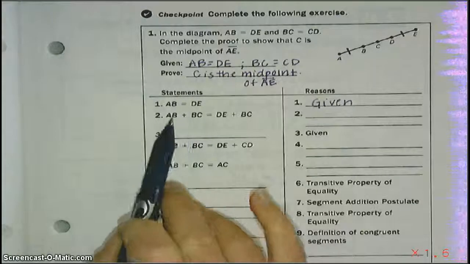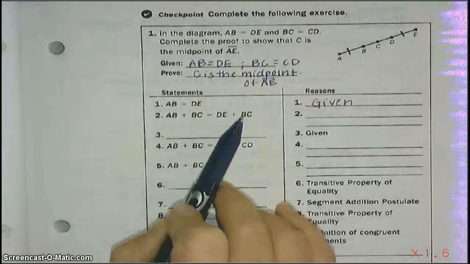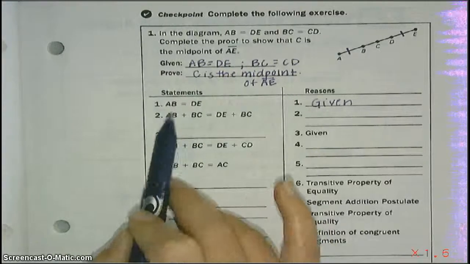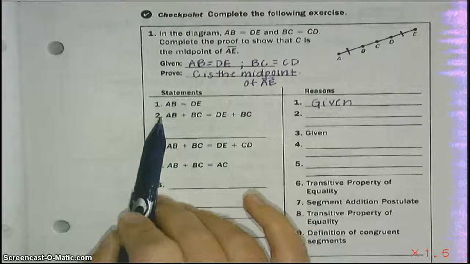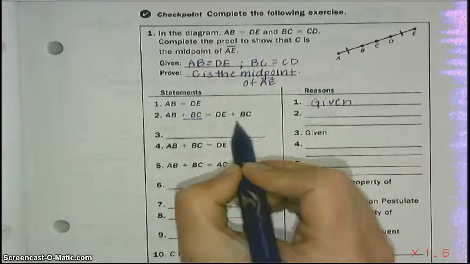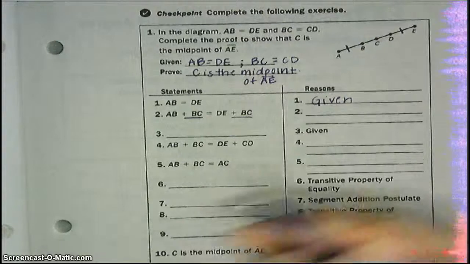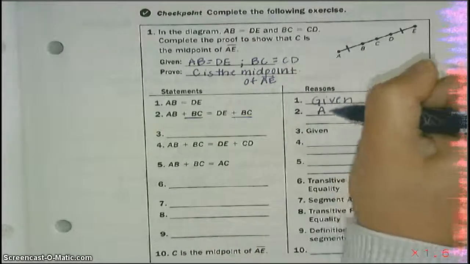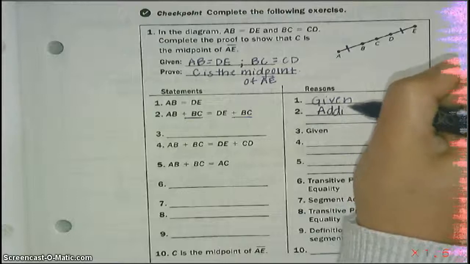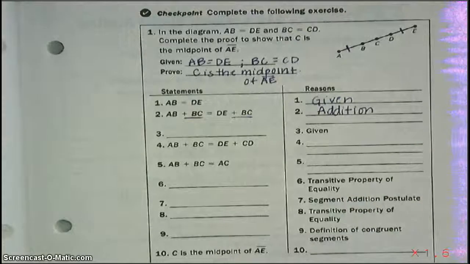After that, it says that AB plus BC is equal to DE plus BC. So I would try and get in the habit of comparing this statement to this statement. What changed? You might notice that they added a BC to both sides of the equation. Since they added something to both the left and right of the equation, this is just the addition property of equality. So far, we've just been calling it addition.